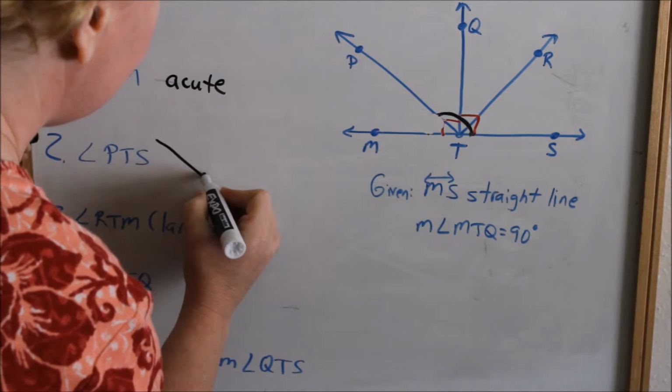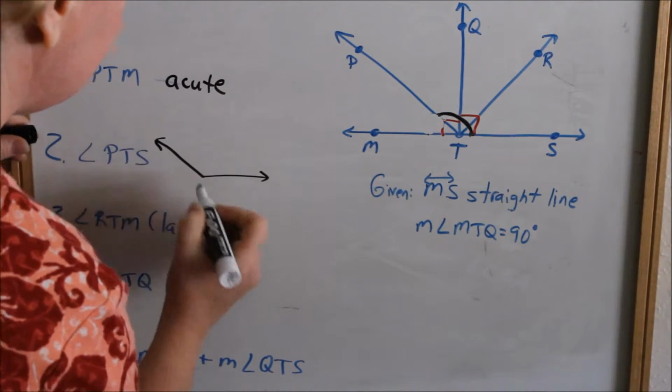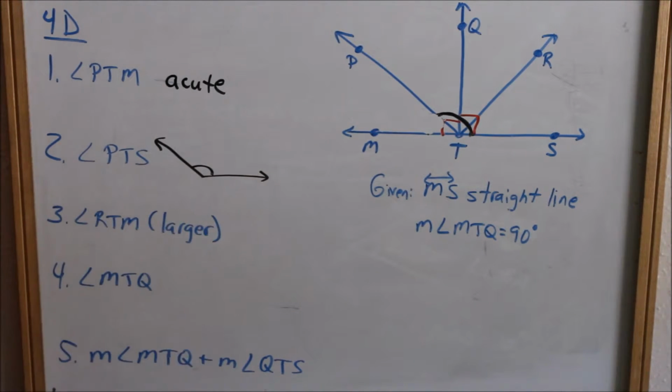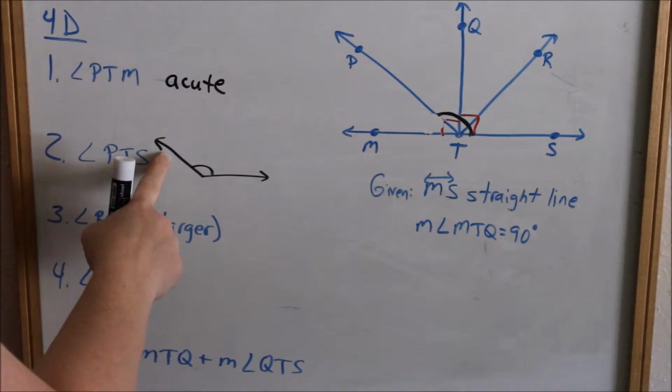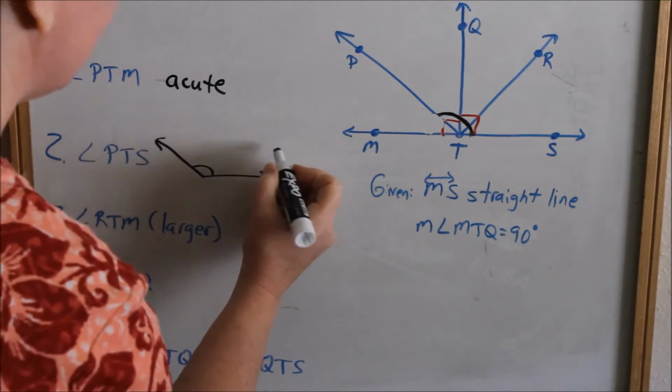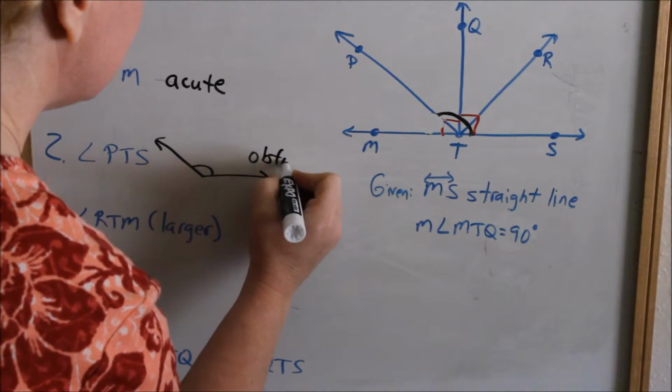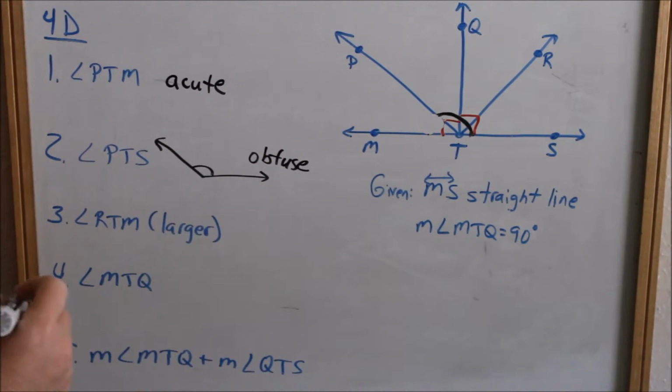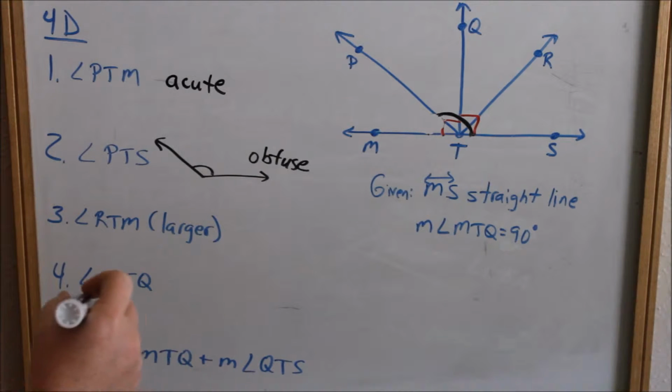That angle is looking like this. PTS, that would be that. So you can tell that is bigger than 90 degrees, but yet we're not all the way down here to a straight line. So therefore that is an obtuse angle, larger than 90 but smaller than 180.